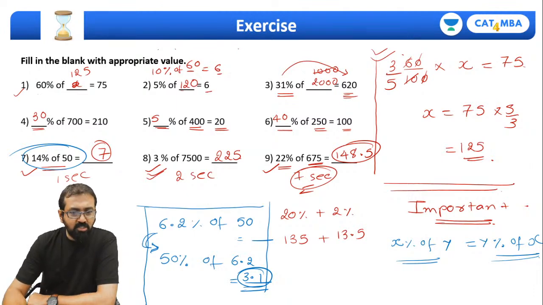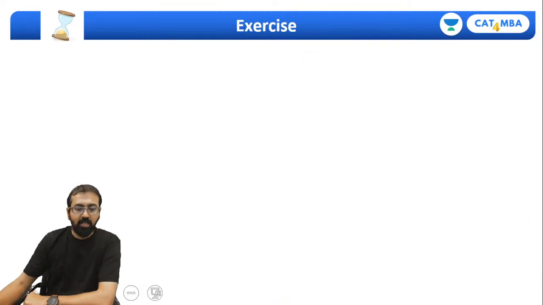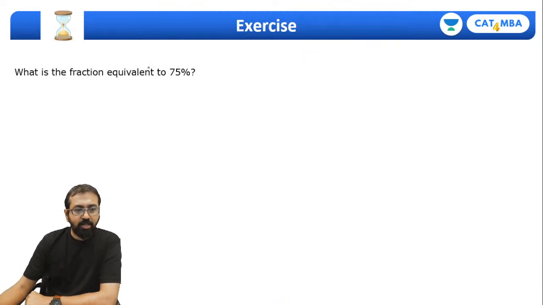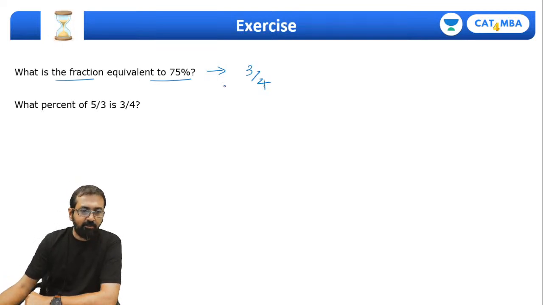Fine, guys. So of course we could have taken a few more fill in the blank questions, but here we'll directly go to the next part. Okay, so try to answer this question. What is a fraction equivalent to 75%? Of course, it's very simple, 3 by 4, because 25% is 1 by 4, so 75% is 3 by 4. But this is a slightly tricky question.